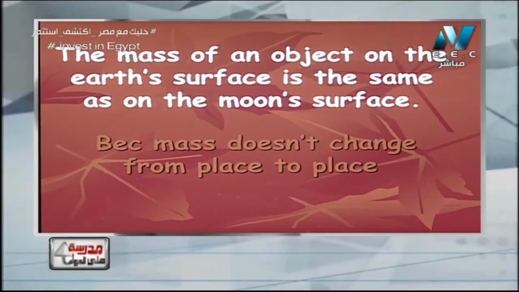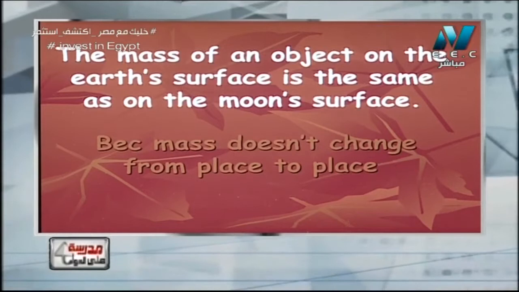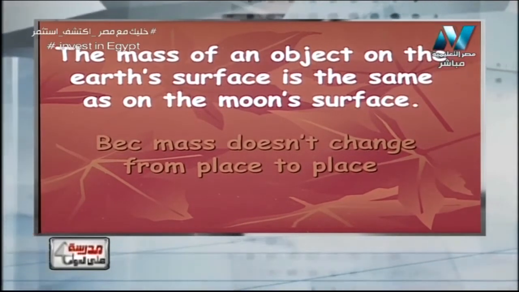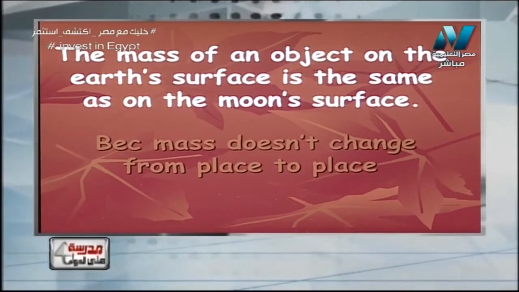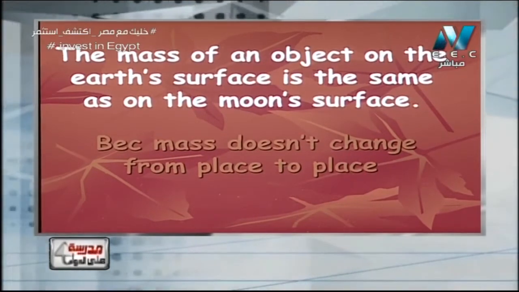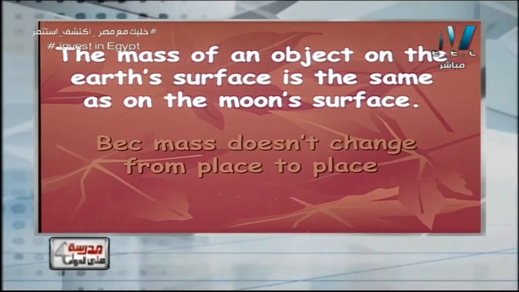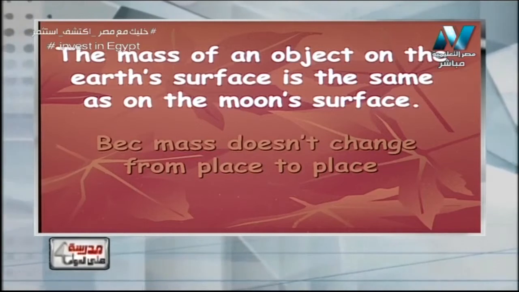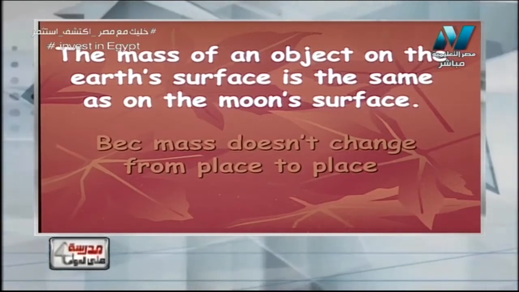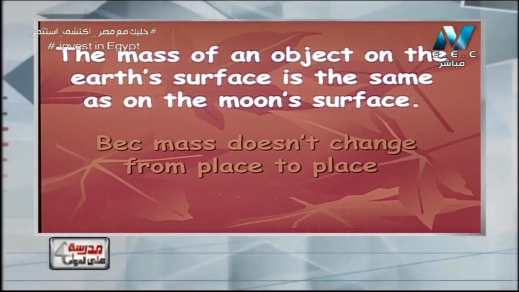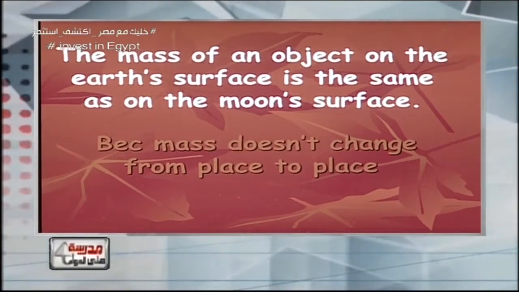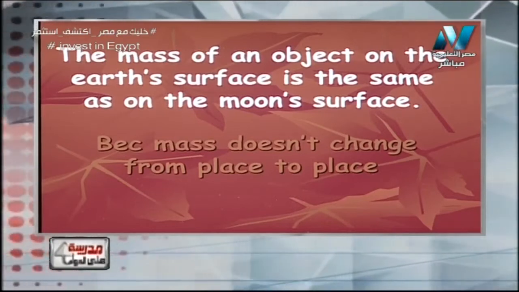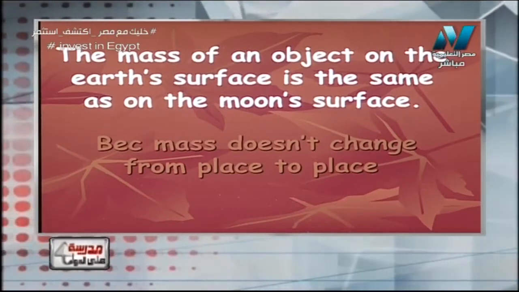The mass of an object on the earth's surface is the same as on the moon's surface. سؤال هنا بيقول لي the mass of an object يعني كتلة أي جسم on the earth's surface is the same as on the moon's surface. هي نفس الكتلة على سطح القمر. يعني لو أنا for example عندي mass here for example 70 كيلوغرام، لو رحت عند المون برضه هبقى 70 كيلوغرام. معنى كده إن الماس doesn't change. So we can say because mass doesn't change from place to place. إن الكتلة ما بتتغيرش من مكان لمكان.